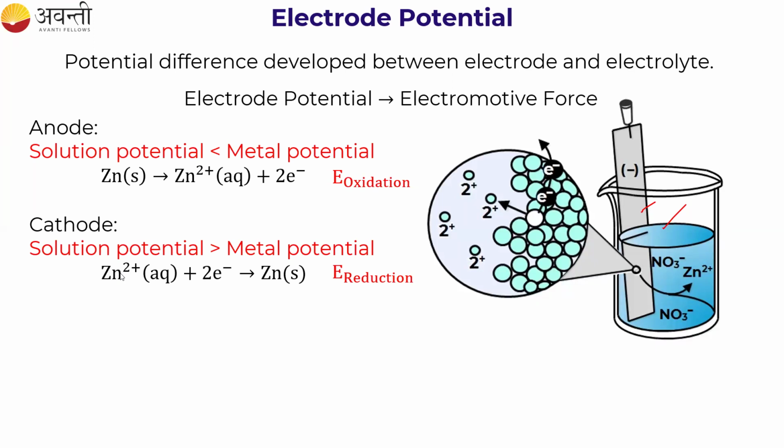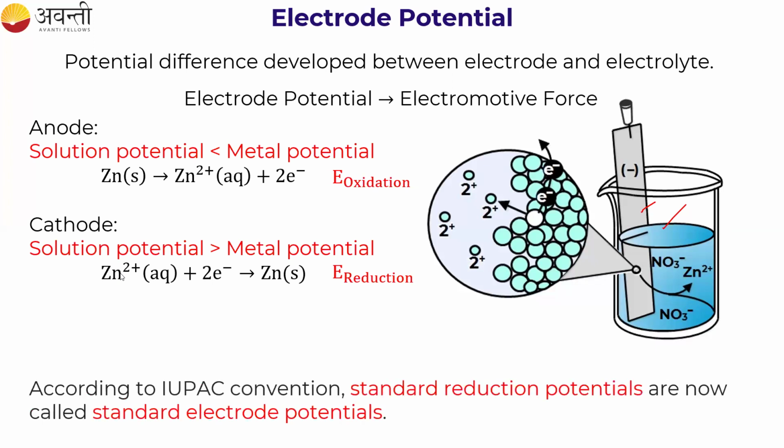Got it? Now, according to IUPAC convention, the standard reduction potentials are now called standard electrode potentials. So wherever you see a term like E0 cell or E cell, you should understand that it is nothing but the standard reduction potential. So both electrode potential and reduction potential values are equal.